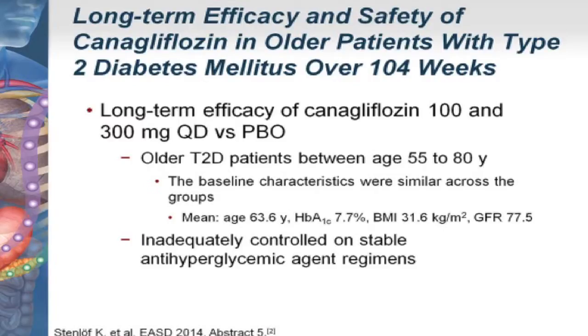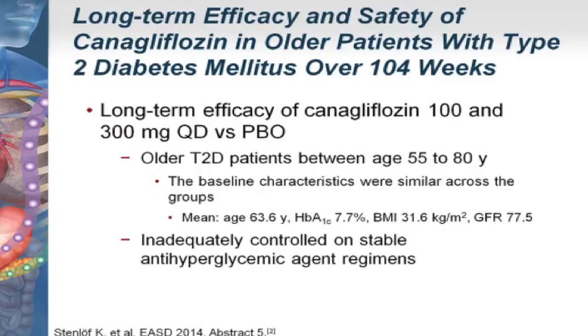How about in the elderly? And this is another study looking at patients between the age of 55 to 80. They included 55-year-olds as elderly. Okay, I'm going to change that. Let's make it 70 to 80-year-olds. Well, the baseline characteristics were similar across the groups. Mean age of 63.6, hemoglobin A1C of 7.7, BMI, classic BMI that you see in our regular primary care clinics.